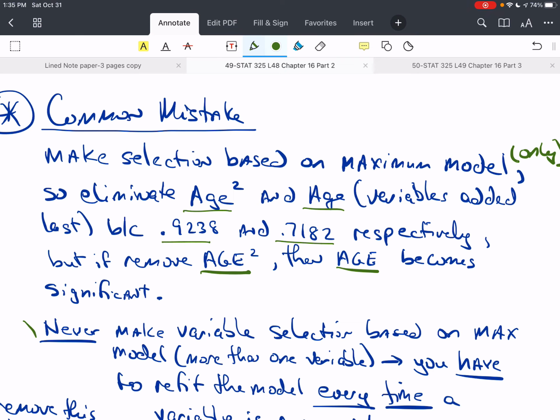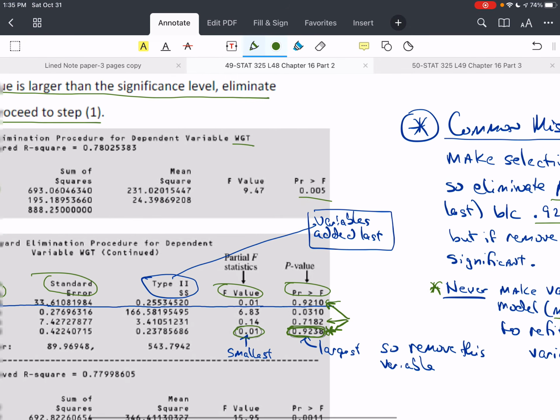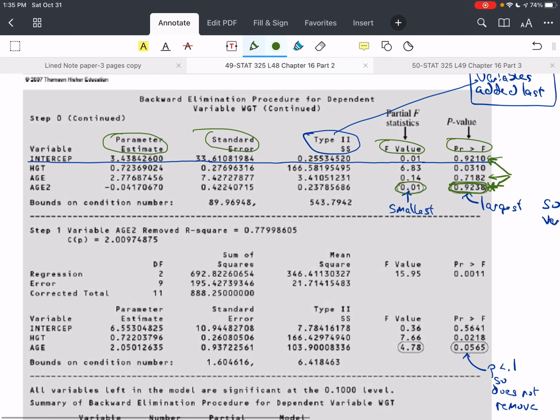So never, never, never make variable selection based on the maximum model. In other words, more than one variable at a time. You have to refit the model every time a variable is removed, or else you may be, or probably are, making a mistake. Okay? So I hope that impresses upon you not to try to shortcut this process, because that is very bad practice.